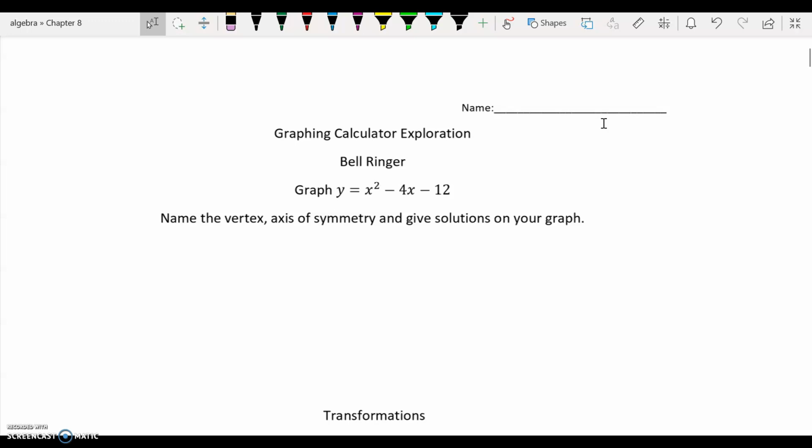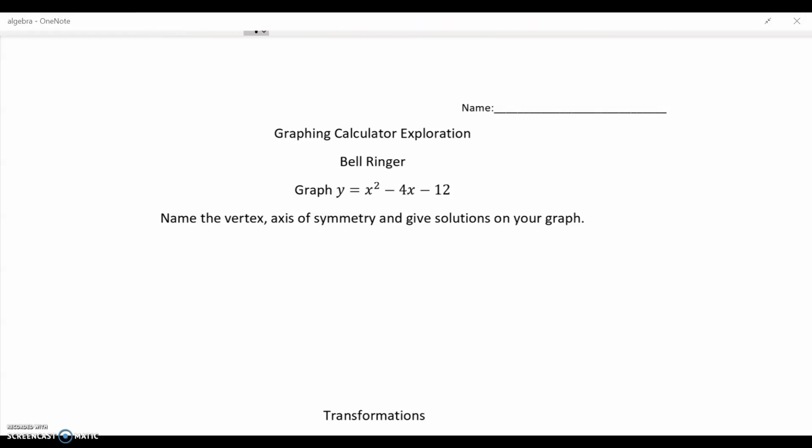So the first thing we're going to do is review what you guys did last time. This is asking you to name the vertex, the axis of symmetry, and give solutions on your graph. Whenever we finish this lesson on Friday, we will review all of the stuff that we've done so far.